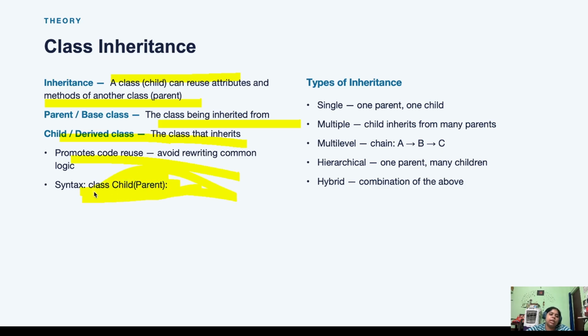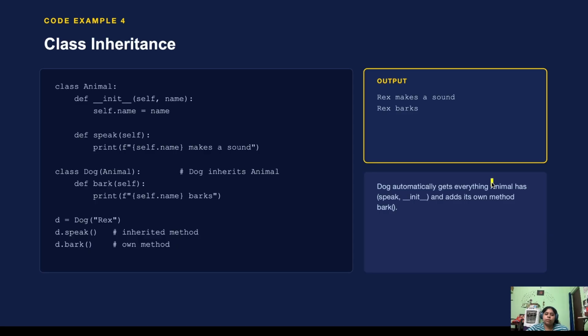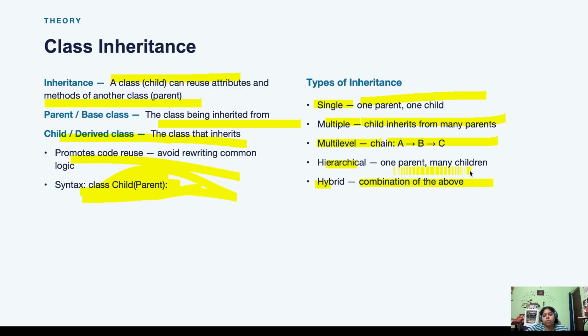You can inherit it in this way: you put the name of the derived class, and then you put the name of the base class, which is the parent class. Types of inheritance, if we talk about, there are a few types like single, multiple, multi-level, hierarchical, hybrid, and all of that. In single, one parent, one child is there. In multiple, the child inherits from many parents. Multi-level is when there are three or four levels inside it. Hybrid is the combination of all the above. And hierarchical, one parent, many children, right?